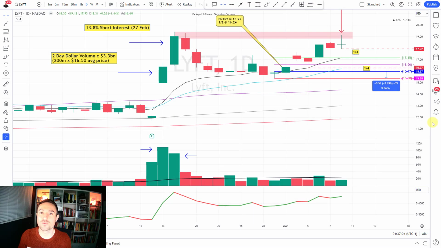Okay guys, we've got the chart of Lyft loaded up now. I appreciate it's a little bit busy, isn't it? There's a lot of figures, a lot of lines. Don't worry, that's all going to make sense when we start deconstructing the trade into the four main parts of a trade. What are those four main parts?